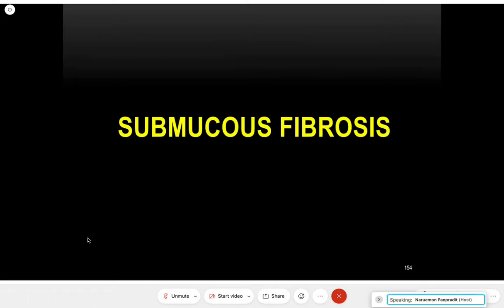Next group, submucous fibrosis. From the word submucous, that means this lesion starts under the submucosa. Submucosa, and what is it composed of? Composed of fibrosis.